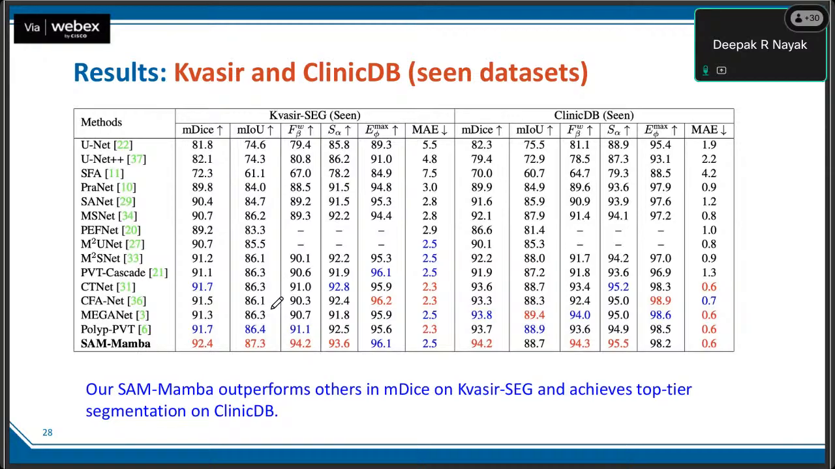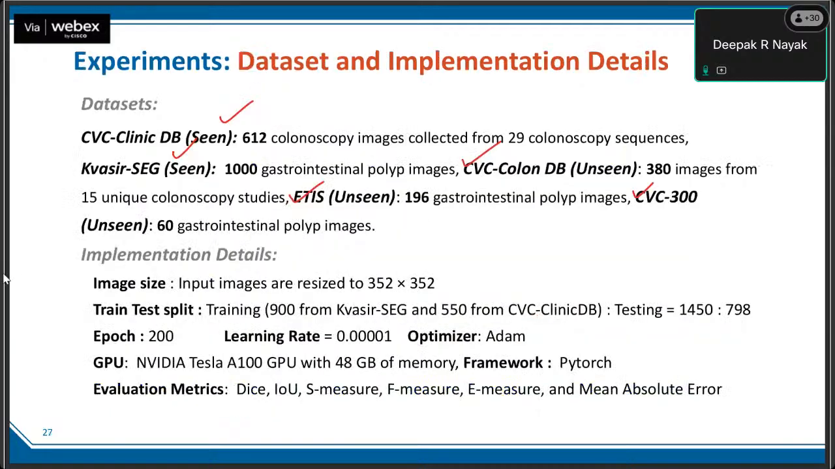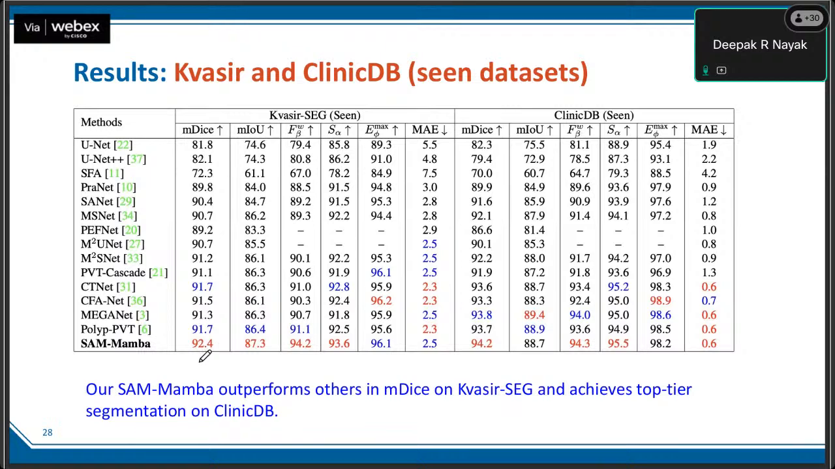Here is the quantitative results comparison with the state-of-the-art approaches on the seen dataset. When I say seen, those are Kvasir-SEG and Clinic DB. You can see the results. The red text represents the best results, and the blue text represents the second best results. In most cases our model is able to achieve better performance compared to the state-of-the-art approaches, both convolutional neural network and transformer-based approaches.